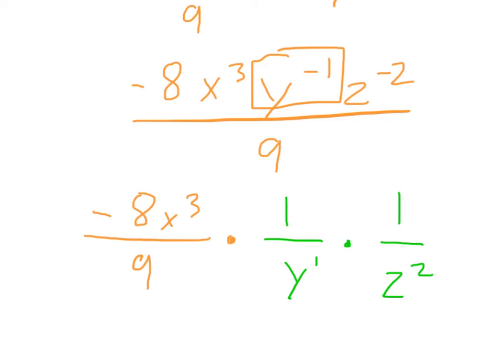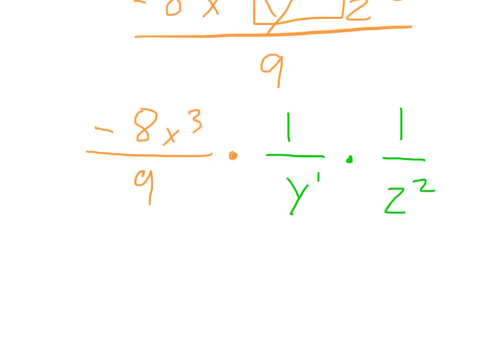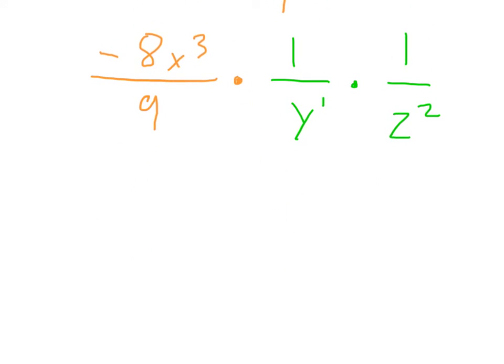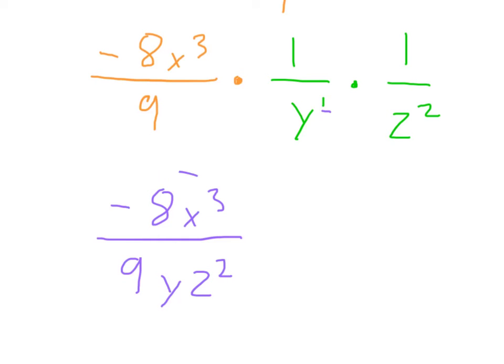Now we just multiply these fractions to get our answer. So we have on the top negative 8 x cubed times 1, so it stays the same. And then on the bottom we have 9 times y, just y, because we don't really need the 1, and z squared. And there's your final simplified answer.